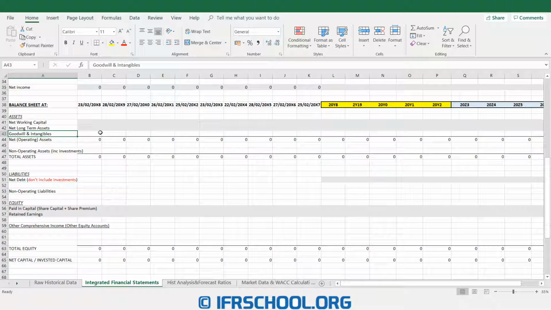Goodwill and intangible assets would usually be kept as separate line items within the model, but we are building a very simple model. You could argue goodwill and intangible assets are a vital part of the long-term productive capacity of the firm, so why not lump them in with the net long-term assets line? There are good reasons why they should be kept on separate lines.